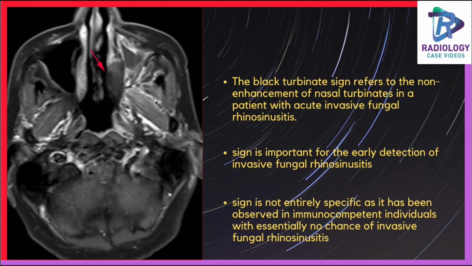Then there is a typical black turbinate sign which has been described in cases of mucormycosis. Here the turbinate is non-enhancing. This is a classical black turbinate sign. Though not very specific for mucor, it is highly likely you are dealing with a case of mucormycosis. So whenever you see such things, you have to evaluate associated complications in mucormycosis.